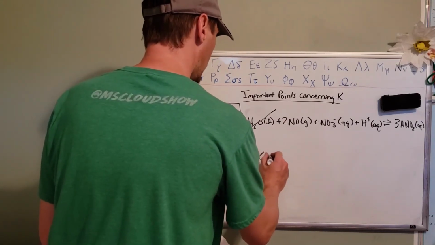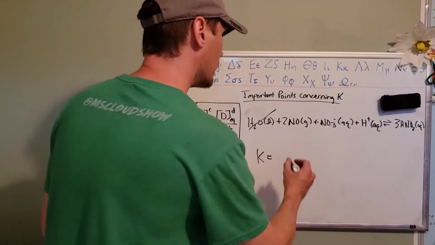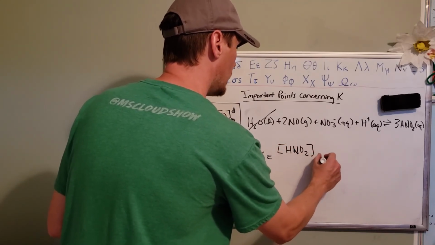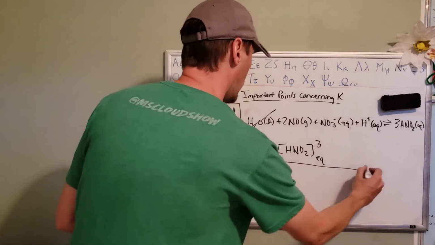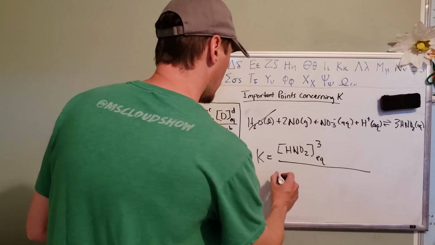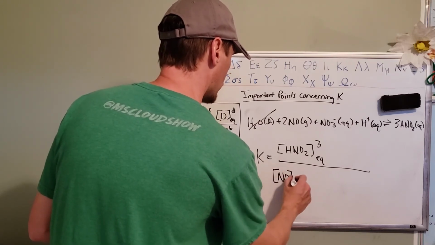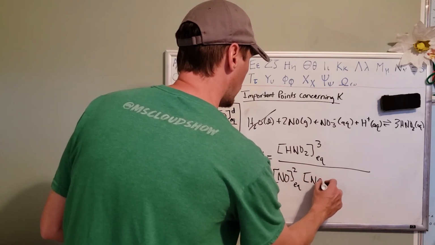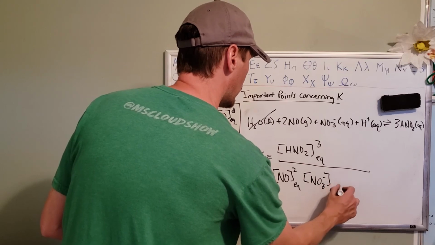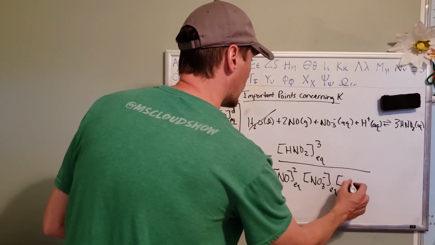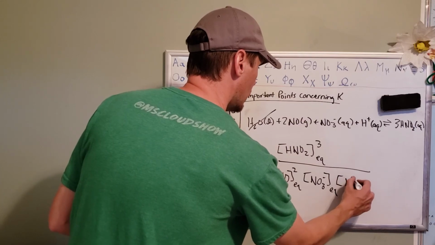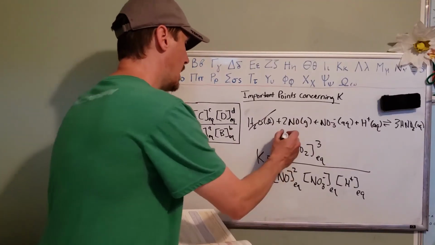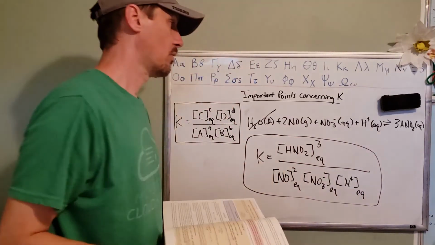So if we write down K, what we've got is the concentration of the product, HNO2, at equilibrium raised to the third power. All of that divided by the concentration of NO at equilibrium raised to the second power, times NO3 minus at equilibrium raised to the first power, and H plus at equilibrium again raised to the first power, right? So that would be our equilibrium constant for that particular equation.